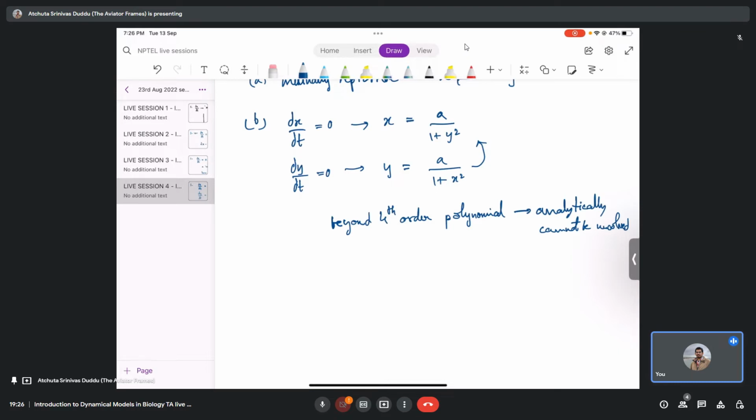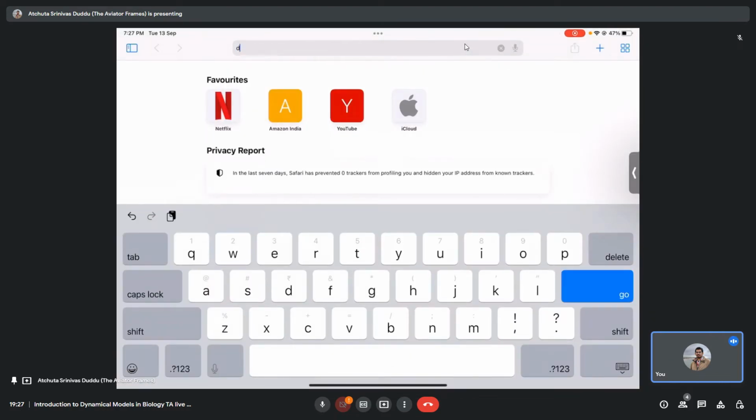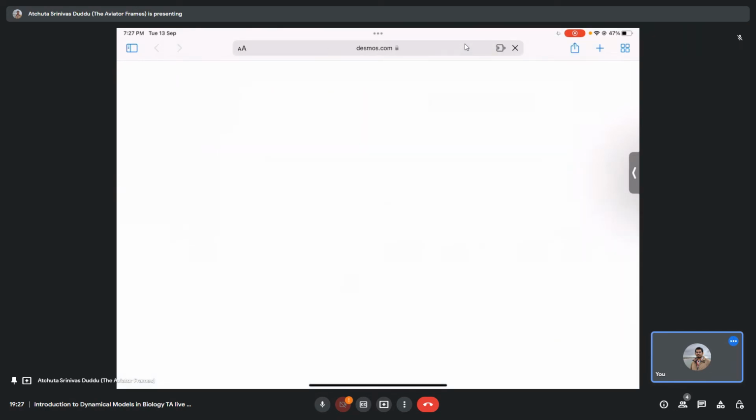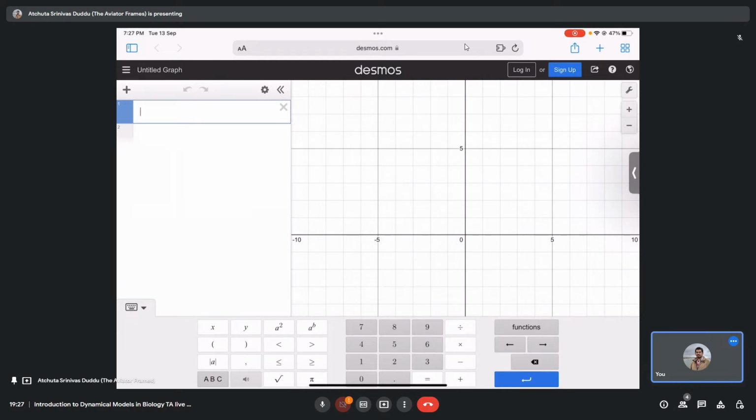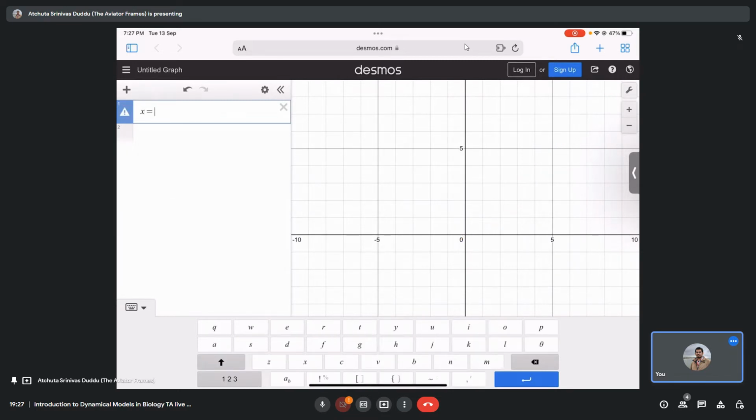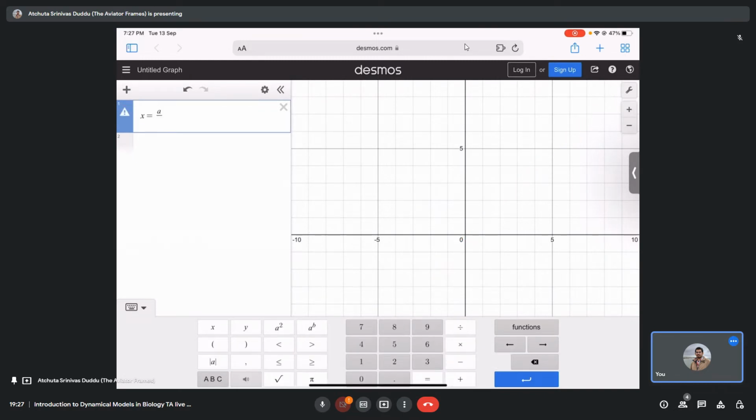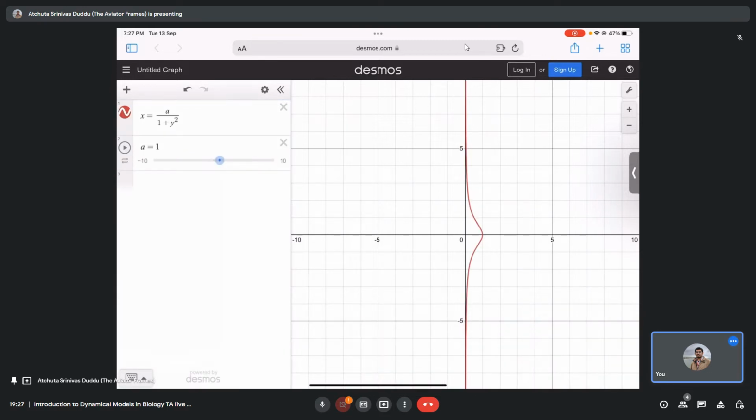For that you would have to draw the null lines for different values of a to see what happens. Like last time, I'll use the graphing calculator, the Desmos calculator. Last time we had used the Desmos graphing calculator, so go to desmos.com. Here we type in our equation. So we have x equal to a divided by 1 plus y square, and we'll add a slider for a. That means we keep changing the values of a and see what happens.